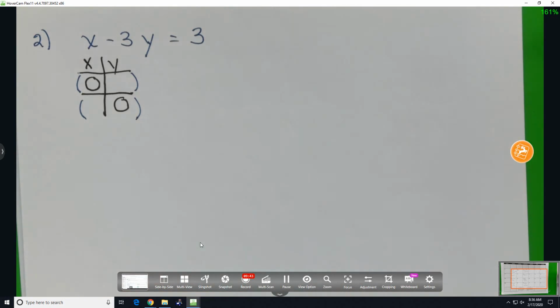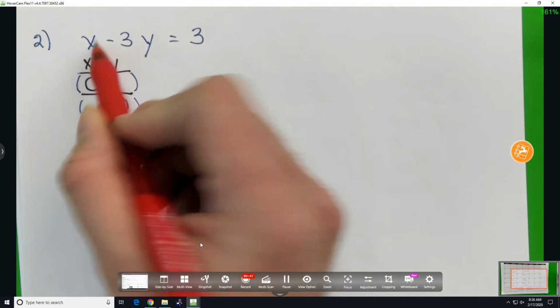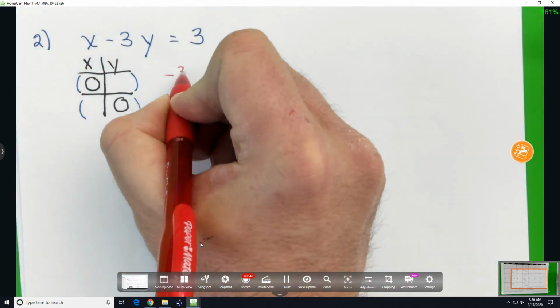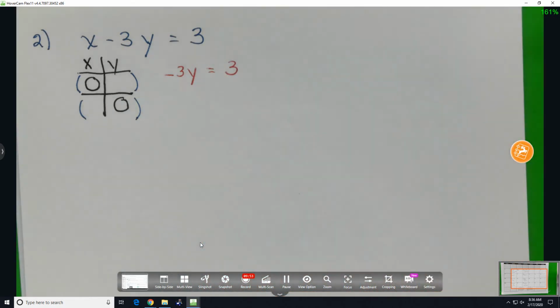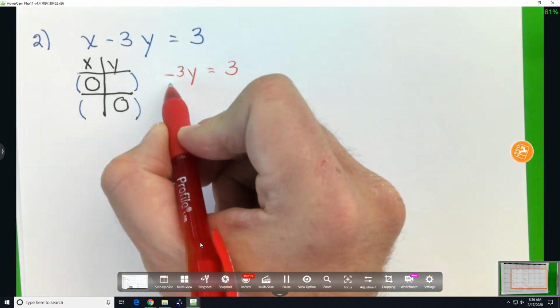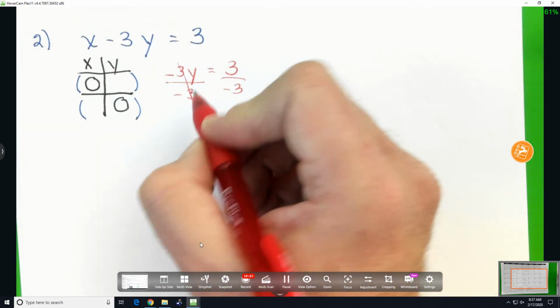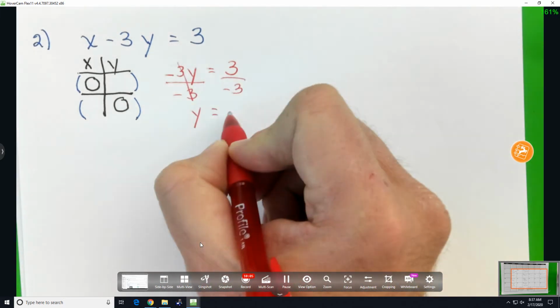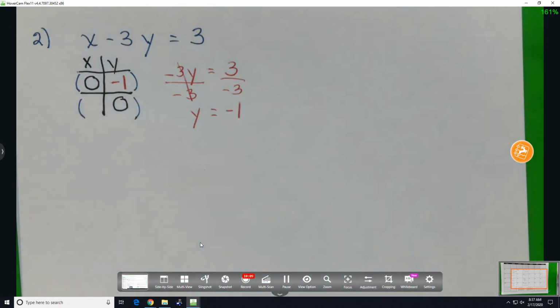So let's do the top one. Putting a 0 in for X, I would just have negative 3y equals 3. And how do I solve that for Y? I would divide both sides by negative 3. So what would we get? y equals negative 1. Okay.